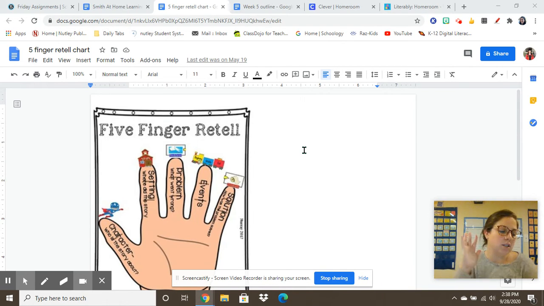So what we're going to do is read the story again, Ollie the Stomper. And at the end of Ollie the Stomper, I'm going to model for you what a five finger retell looks like. All right, Ollie the Stomper.